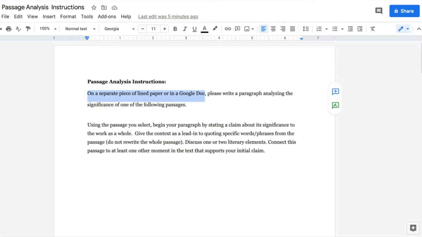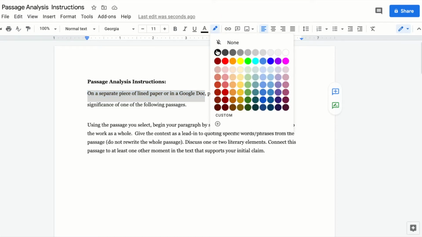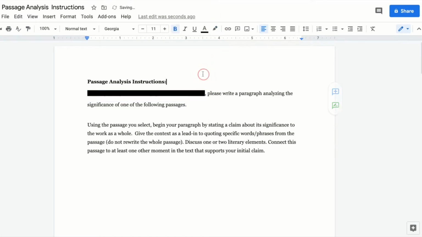Now, you can just draw a line through it with your pencil. You can use a highlighter to mark it. Just make sure that however you are marking it, that means that text is unnecessary in understanding the instructions. So I'm going to go up to this highlighter button and highlight it in black so that it completely disappears.